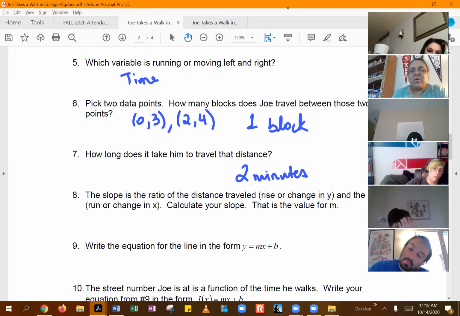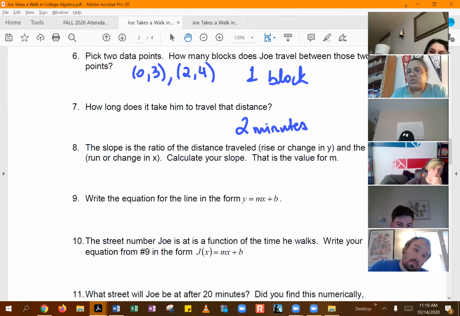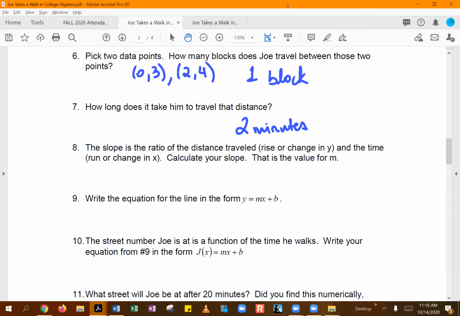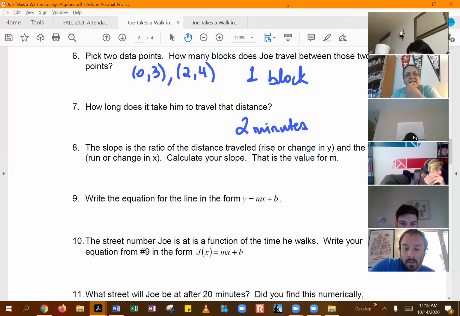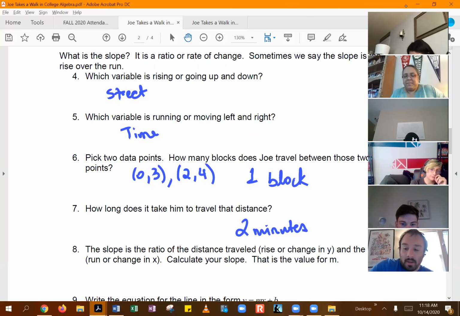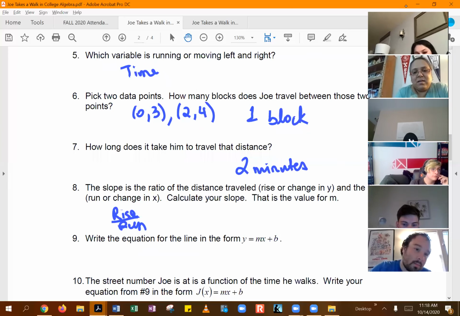Now the idea is, how are you going to put this in a ratio to make it look like a slope? So we know that rise is the street, and the run would be the time. So you just put it rise over run. So you put 1 over 2. Very nice. Yeah, very good. So you're only traveling 1 block in 2 minutes. So that is basically your slope.